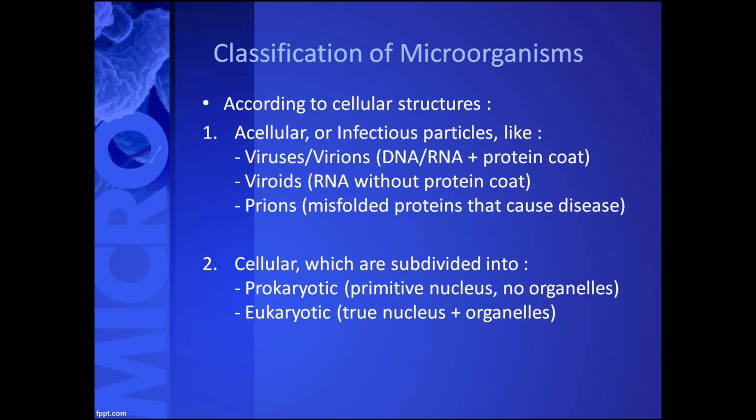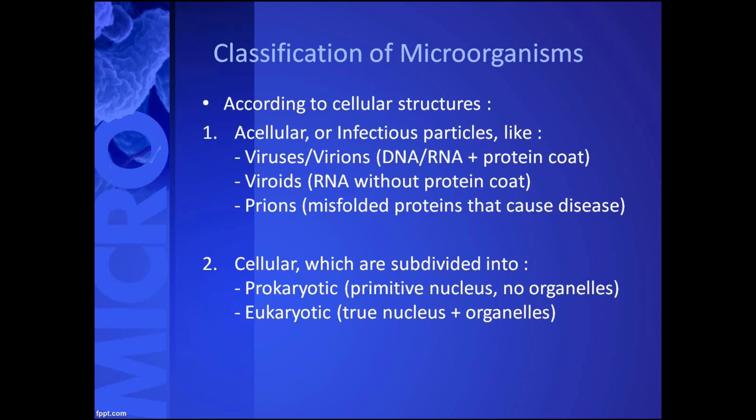Okay, another way of classifying microorganisms is according to cellular structures. So when we say cell, a cell is a thing that is comprised of cytoplasm and surrounded by a plasma membrane. So anything that has cytoplasm surrounded by a plasma membrane can be considered a cell. So some microorganisms are cells, okay, but others are not.